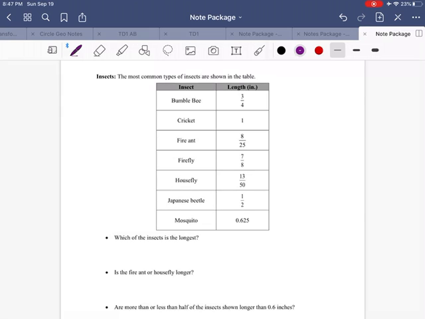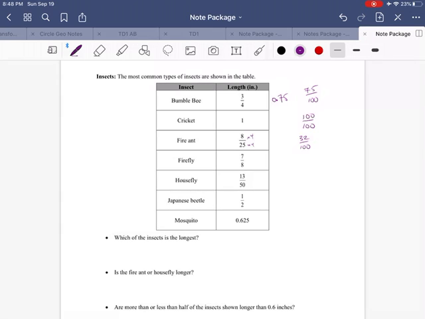Another real world example here. Let's convert all these to decimal or percent, however you want to do it. So 3 over 4 I know as a decimal is 0.75. Okay, and that's the same as 75 out of 100 if you wanted to. Okay, cricket 1 is the same as 100 out of 100. 8 over 25, if we multiplied by 4, you're going to get 32 out of 100.